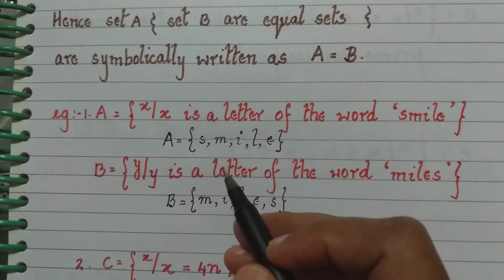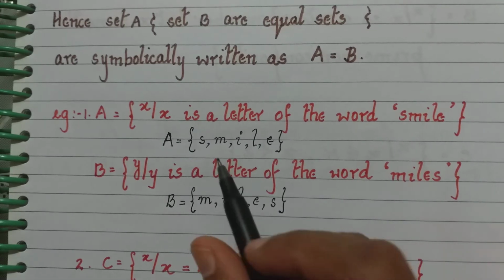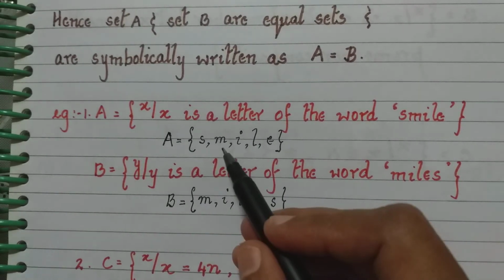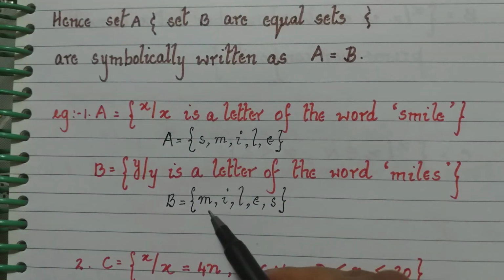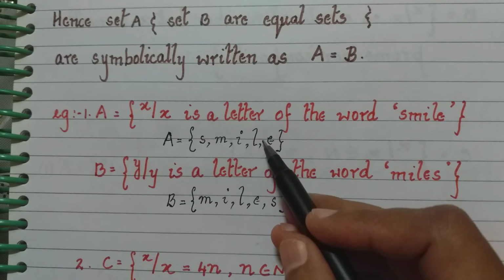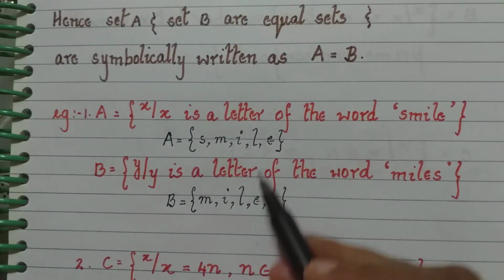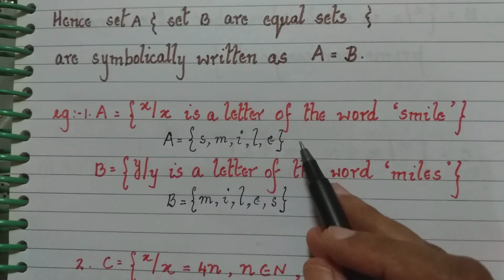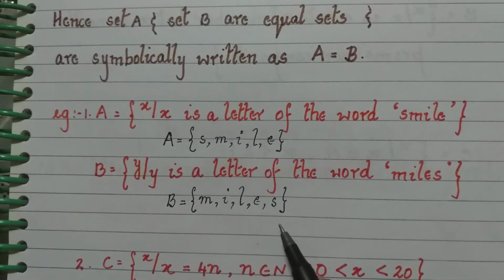Now we look at each of the elements, whether the elements are the same. We have S here. We have S here also. We have M over here. M is here. We have I here. I is here. L in the set. L in the set 2. E in the set. E in the set 2. So all the elements of the first set are in the second set.